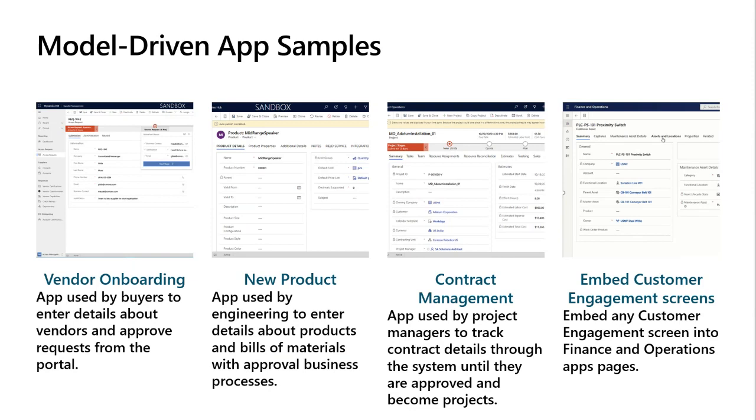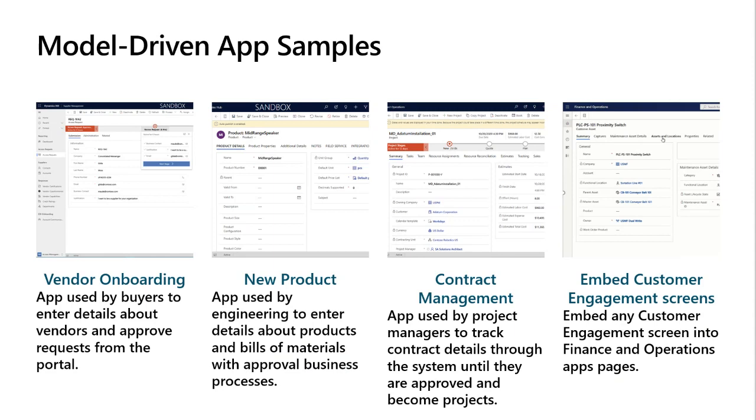The third example here is contract management. And so this is actually again a standard screen that's available in customer engagement where you can set up project contracts. And the idea here is that project managers can track those contract details through the system until they become a project. And you might extend or enhance that functionality to make it easier for the various people in your organization to contribute to that project contract or view and approve those project contracts.